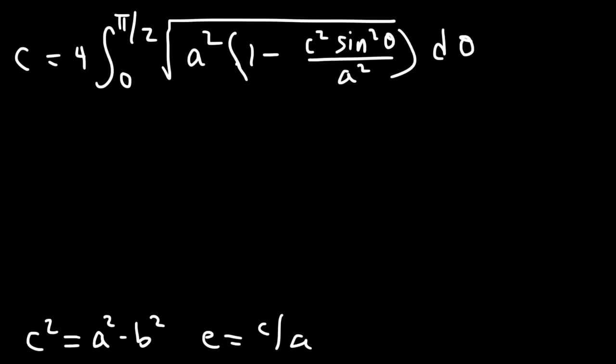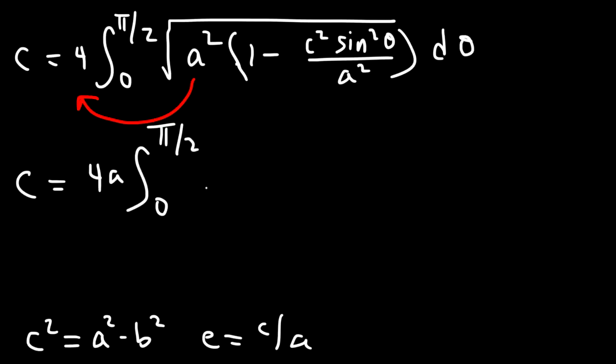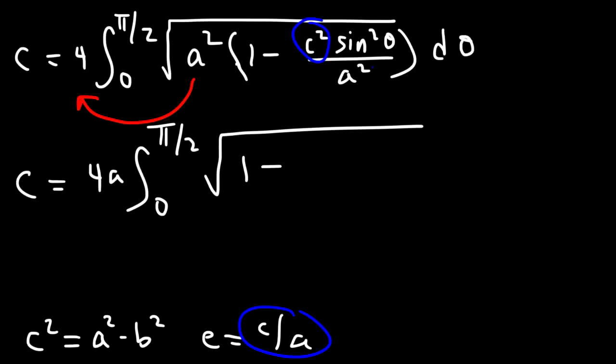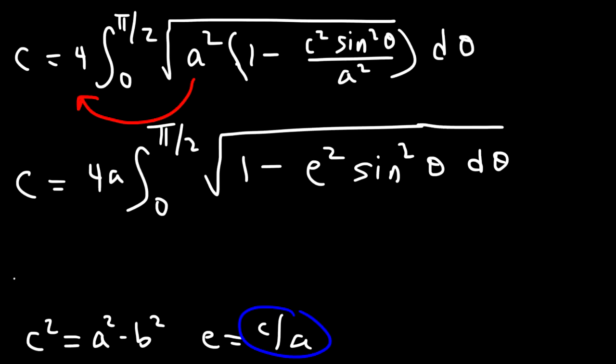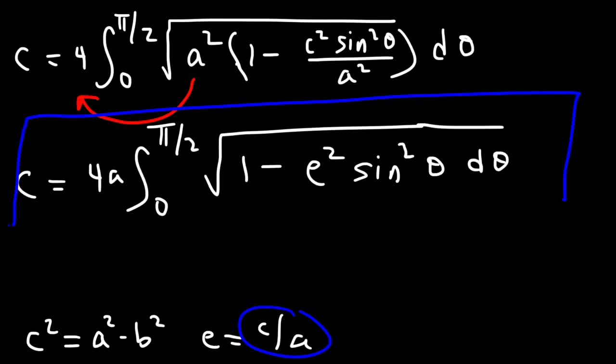Now the square root of a squared is a, so I'm going to move the a to the front. So I have 4a times the integral from 0 to pi over 2, and then 1 minus, now we said that c over a is e, so c squared divided by a squared is e squared. So this is the other formula that we could use to calculate the circumference of an ellipse.